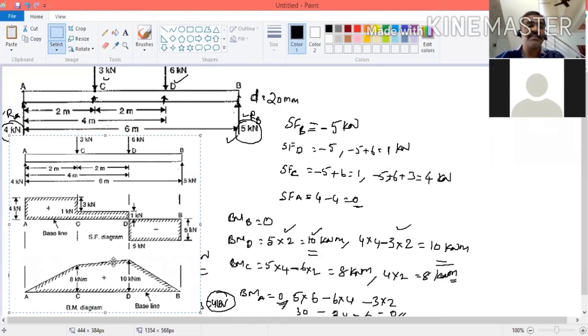Why I am telling this is, in this problem it is okay. It is crossing exactly at the point D. Sometimes it will be crossing in the middle. Then you have to calculate bending moment at that point, because that point may be a maximum point. So you should not avoid that point. You have to find the bending moment at this point also.